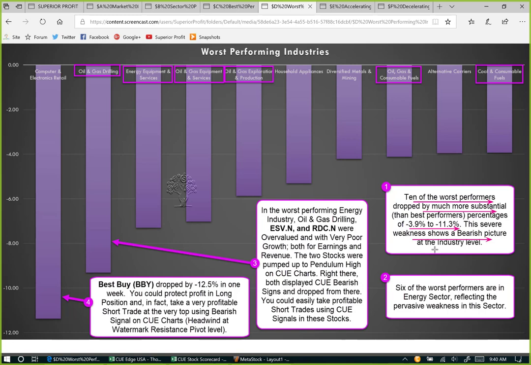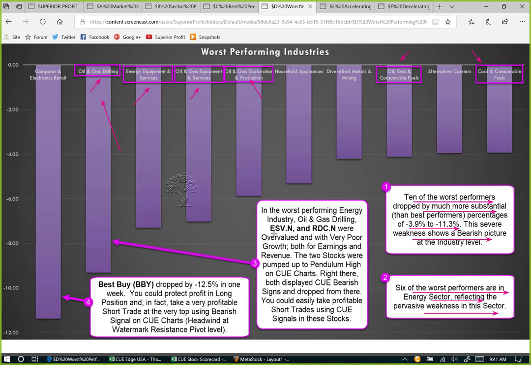However, using 360 degrees analysis, we can always find trades which have industry strength, fundamental strength, and technical strength aligned with it. And we may be able to find such trades this week also. Six of the worst performers are in energy sector, reflecting the pervasive weakness in this sector. They are coal and consumable fuels, oil, gas and consumable fuels, oil and gas exploration and production, oil and gas equipment and services, energy equipment and services, and oil and gas drilling. The worst performing energy industry this week is oil and gas drilling.